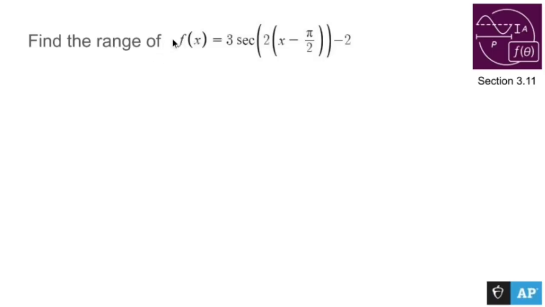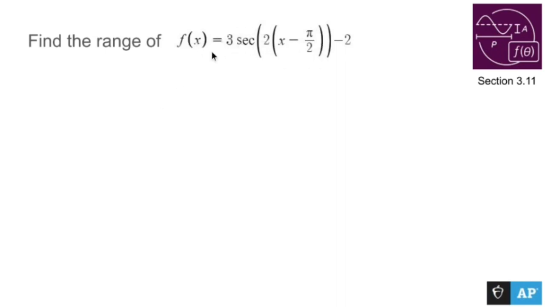Find the range of f(x) = 3 sec(2(x - π/2)) - 2. This is a nightmare if we let it be, but I'm not going to let it be. Here's the thing: I'm not graphing this. All I need to do is find the range.